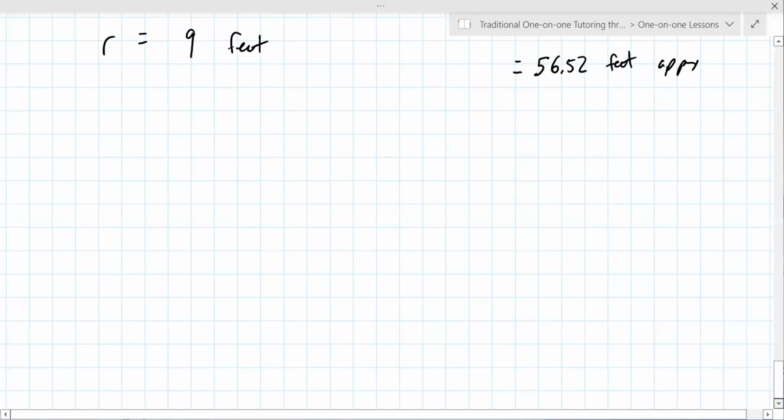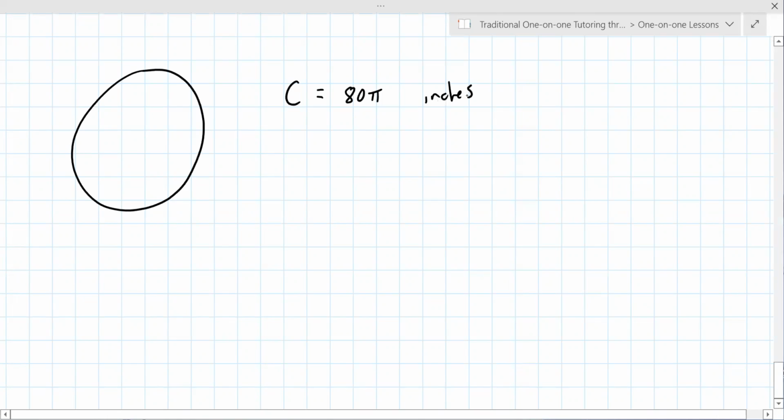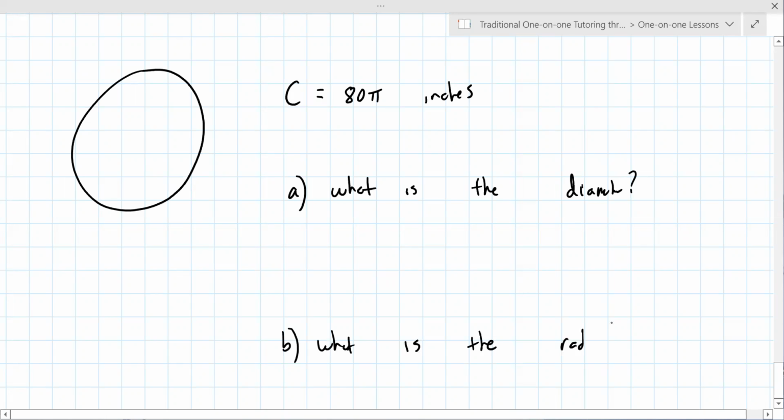Okay, so let's look at some other problems here. All right, so let's say it's a new circle. Here's the circle. And I tell you that the circumference is 80 pi inches. Two questions. I want to know, what is the diameter? And then in question B, what is the radius? Yes, but you should first find the diameter.